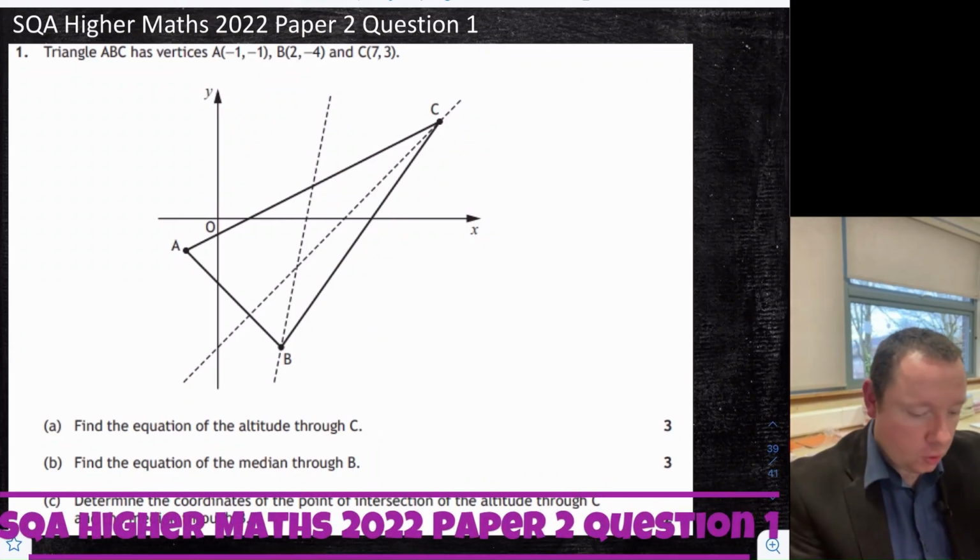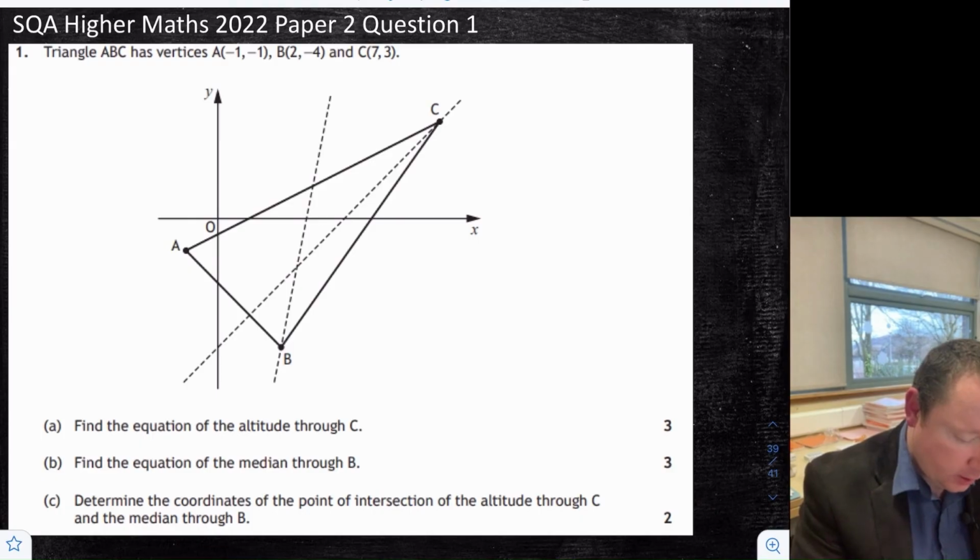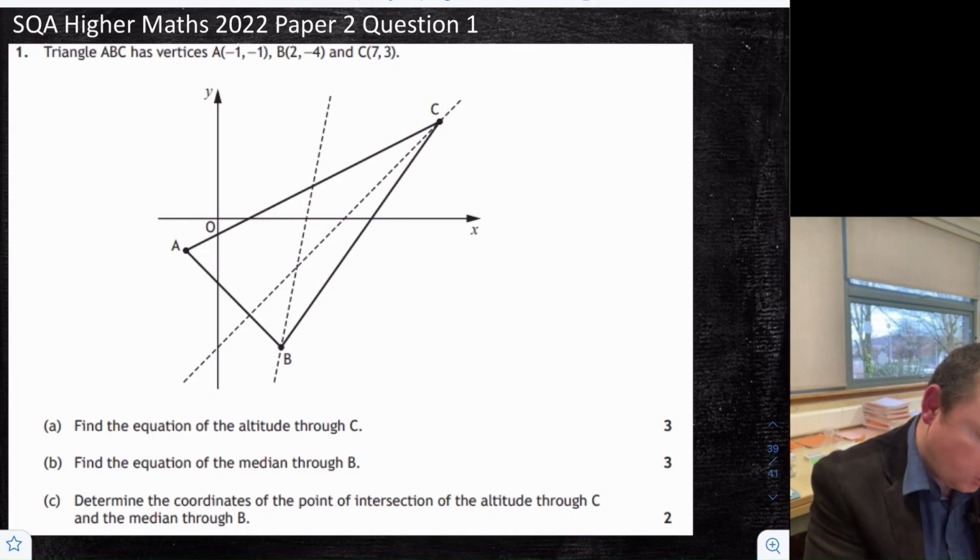Higher Maths 2022, Paper 2, Question 1. Find the equation of the altitude from C, the median from B, and the point of intersection. So we've got minus 1 down here.